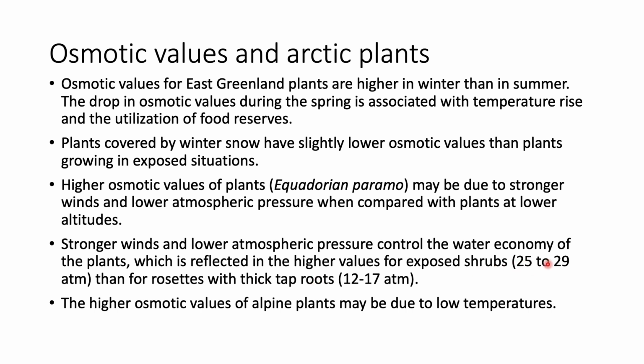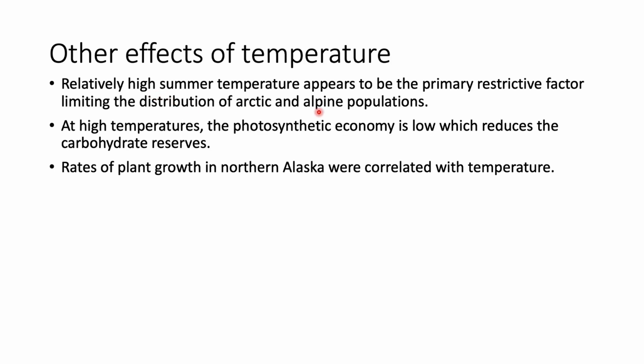Here you can see the pressure difference. The higher osmotic values of the alpine plants may be due to low temperatures. Let us look at the other effects of the temperature. Relatively high summer temperature appears to be the primary restrictive factor limiting the distribution of Arctic and alpine populations. At high temperatures, the photosynthetic economy is low, which reduces the carbohydrate reserves. Rates of plant growth in northern Alaska were correlated with temperatures.